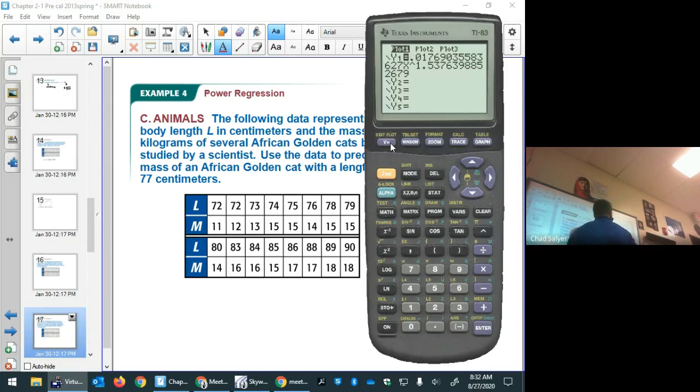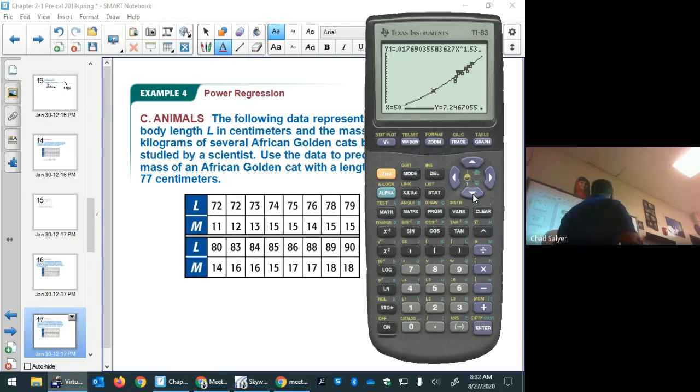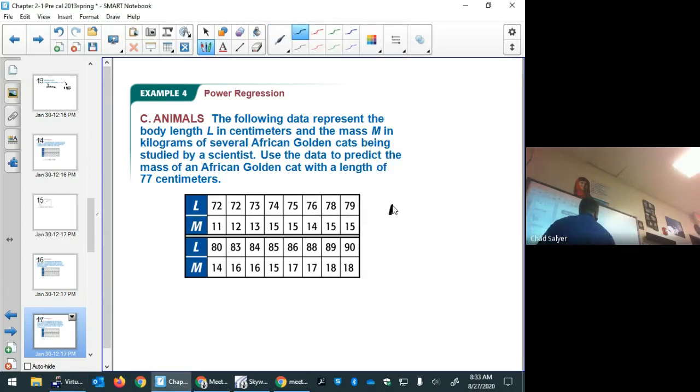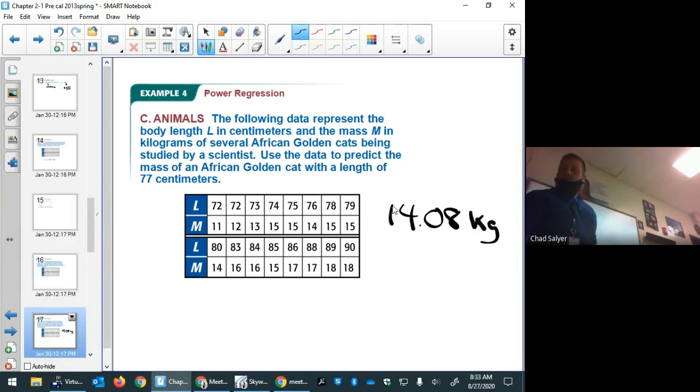So if we go to our graph and we hit the trace button, notice it defaults to plot 1. We don't want plot 1. We want, if I hit the down arrow, we want y sub 1. That's where we put our regression equation in. So navigate to that, then type in 77. And I see that I should expect it to be about 14.08 kilograms. About 14.08 kgs.